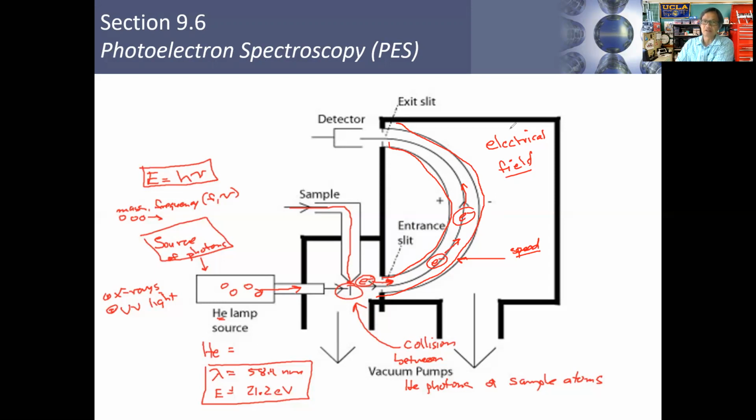So we can adjust the electrical field in order to allow only electrons with the right speed to move through this pathway and end up at our detector. Depending on how we adjust this electrical field, certain electrons will bend and get to the detector, and others will not. By changing the electrical field, we allow certain other types of electrons in as well.